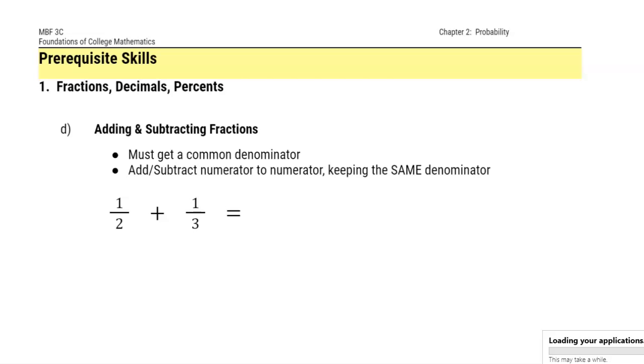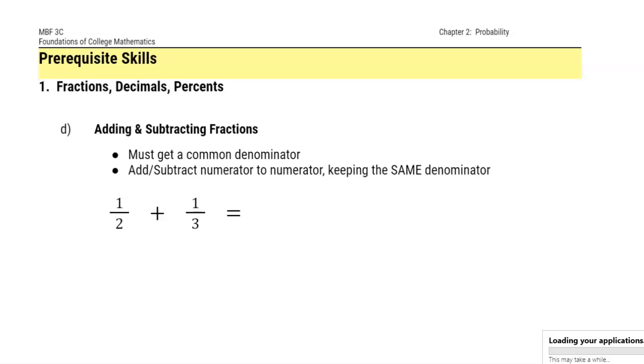So this is the second of two videos going through some prerequisite skills that you're going to need for our unit on probability. And so in this section, we're going to look at adding and subtracting fractions and multiplying and dividing fractions, just to remind you about the details associated with that. So I'm going to start with adding and subtracting fractions because students typically find this harder.